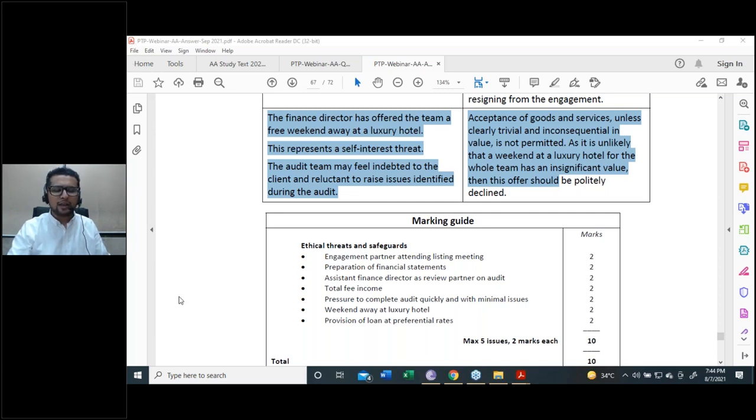How is it familiarity? If you are going to receive gifts and hospitality from the client, that is going to be considered as self-interest and eventually leads to familiarity. What are gifts for? Gifts create familiarity as well along with self-interest. Is this clear? Can I have more yes so that we can move on? Okay, great. Fantastic. Thank you very much.